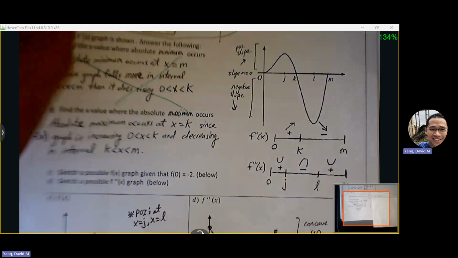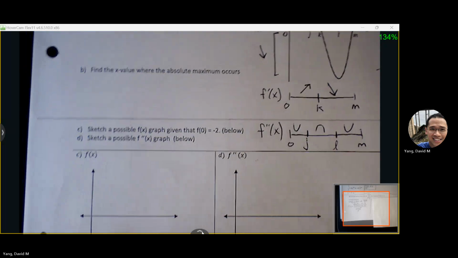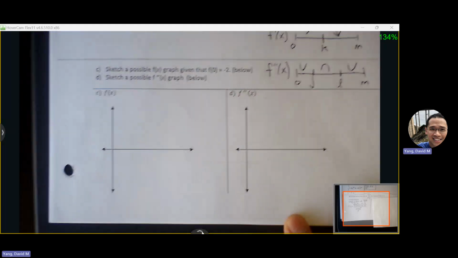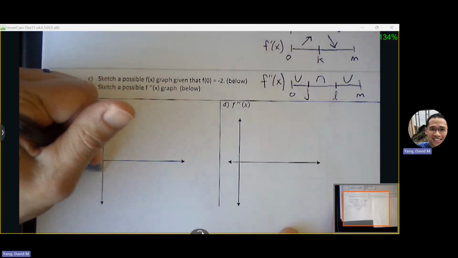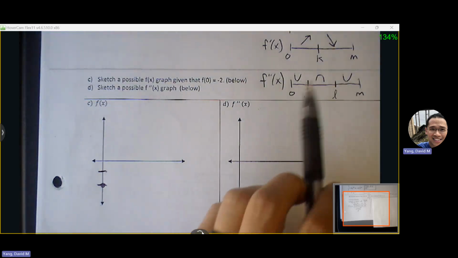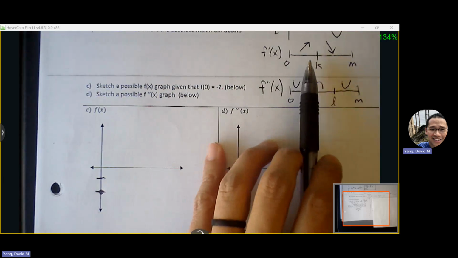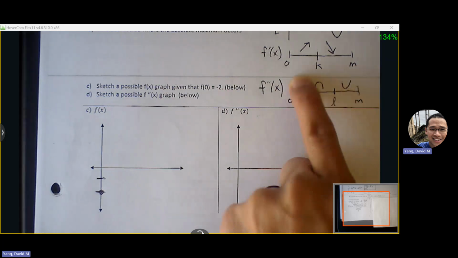All right, let's do the last two parts here. Sketch the potential graph of f, given that f of 0 equals -2. So they gave us an anchor point for us to start with, (0, -2). And our strategy is we're just going to follow what the slope graph tells us. It may not be perfect, but at least we can get the basic movement of our graph, and then we can go back and give it more detail in terms of curvature.